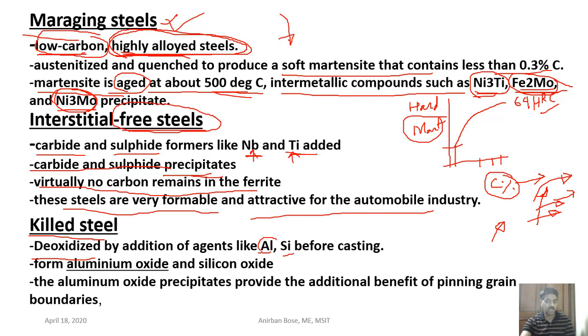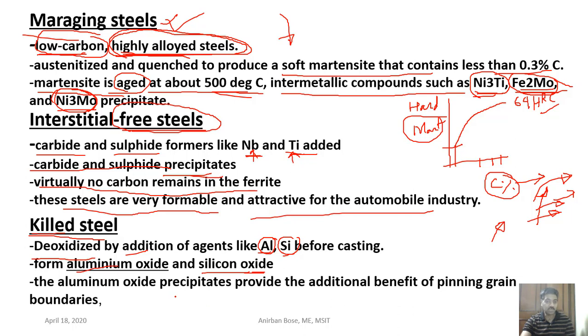They are strong oxide formers, so they form aluminum oxide or silicon oxides, and these aluminum oxides and silicon oxides actually kill the oxygen present within the steel, and that is why the steel casting will be very smooth. Okay, and the blowholes will not be present, and that is why these are called killed steel, as if they are killing all the oxygen.